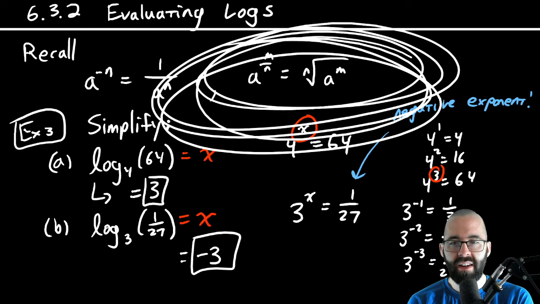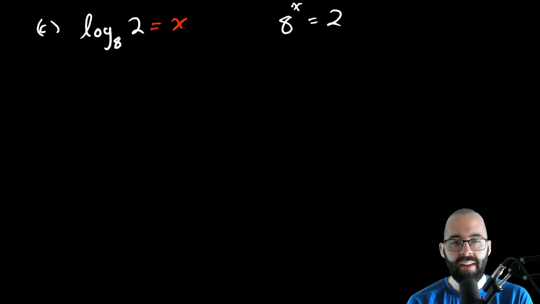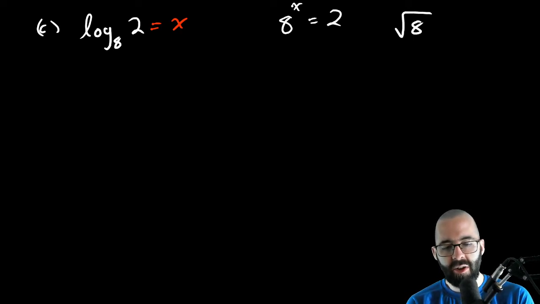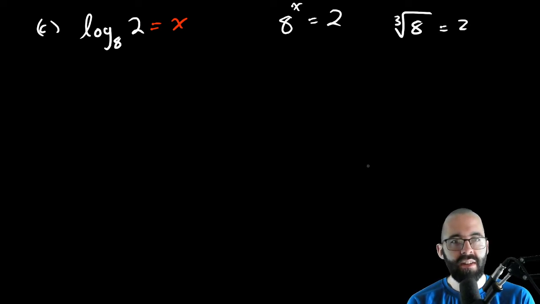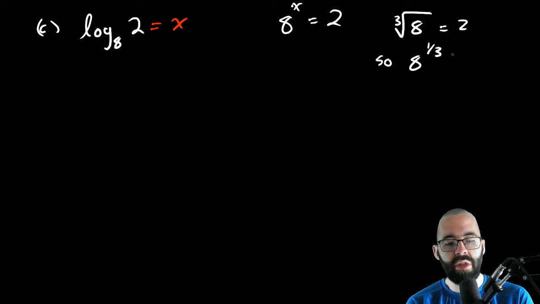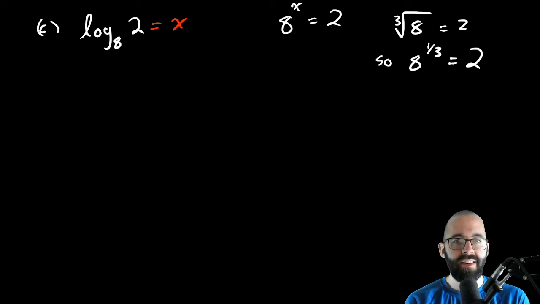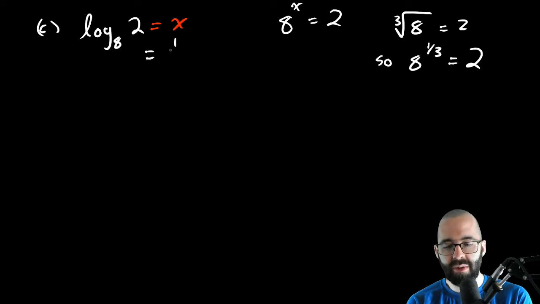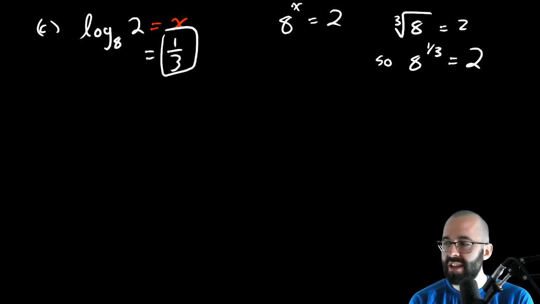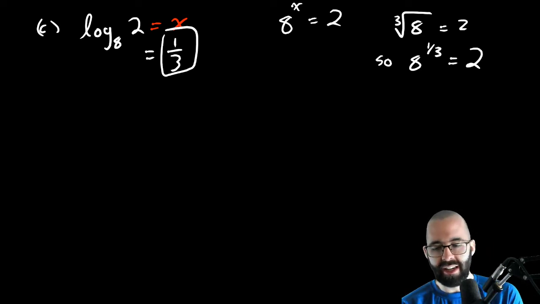This is going to be a fractional exponent problem. Okay? So we have to think, what radical is there that can make this true? Yes, the cubed root. So 8 to the 1/3 power equals 2, and this equals 1/3. Now these fractional exponents are usually the trickiest. There's another way of doing this if you really want to get creative.